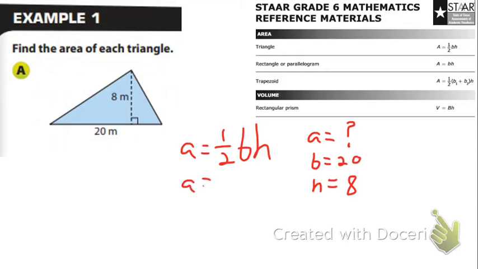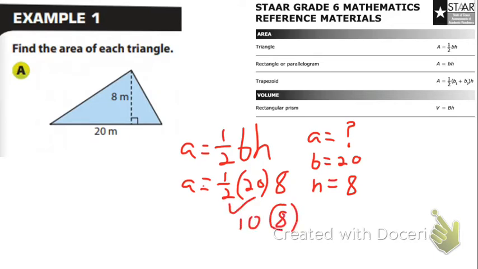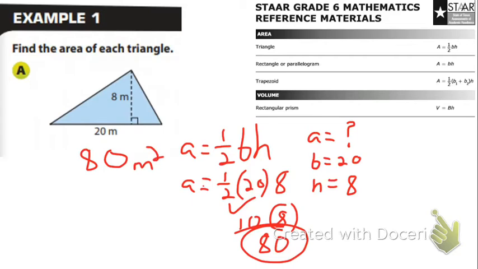Area is equal to 1/2 of 20 times 8. Once again, my suggestion is to half the largest even number, which is 10, times 8, which is 80. So the area of this triangle is 80 meters squared.